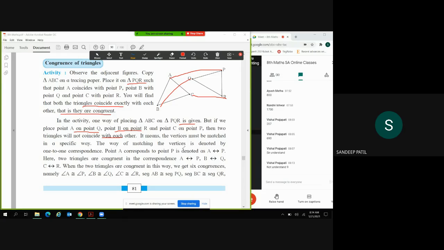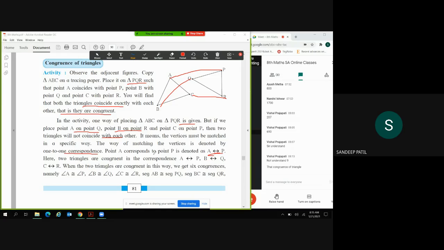The way of matching the vertices is denoted by one-to-one correspondence. So what do we call this? We call it one-to-one correspondence. How do we match? For example, point A corresponds to P, denoted by A to P. So, congruence of triangles, right? What we are learning is the congruence of triangles.